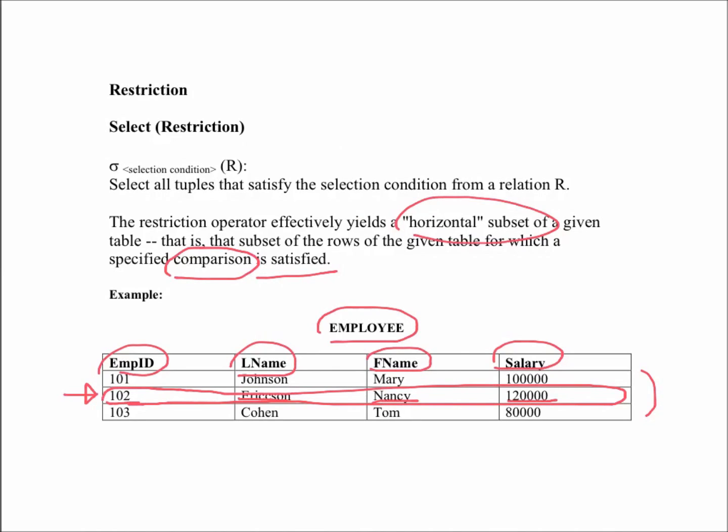Another condition may be show me all the employee information making more than or equal to, let's say, $100,000. In that case, only 101 and then 102 should satisfy the condition. So this will be produced.